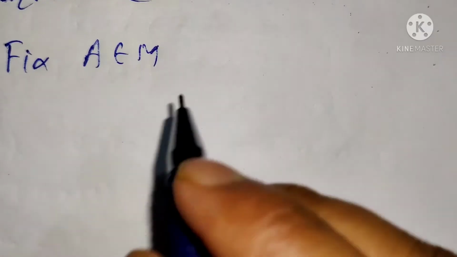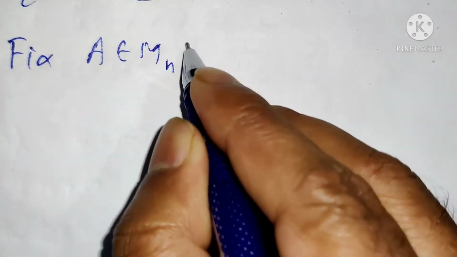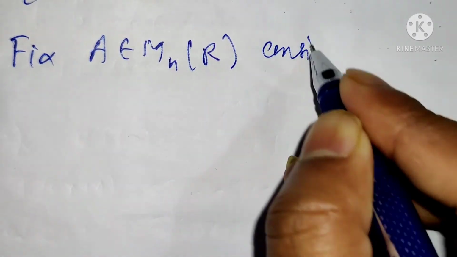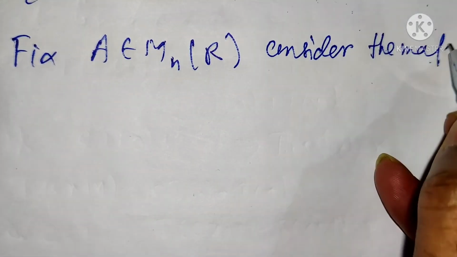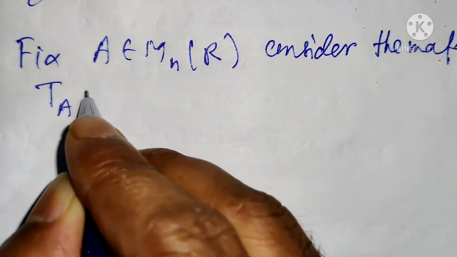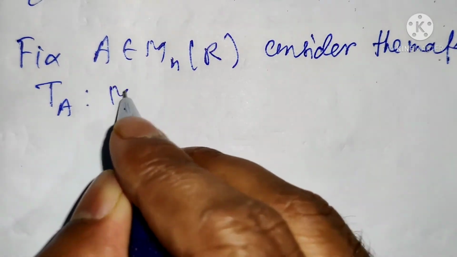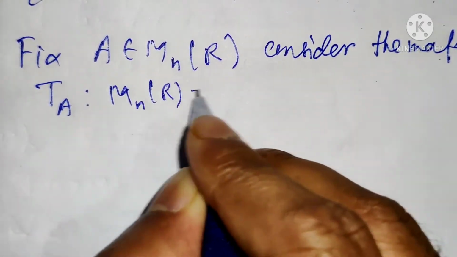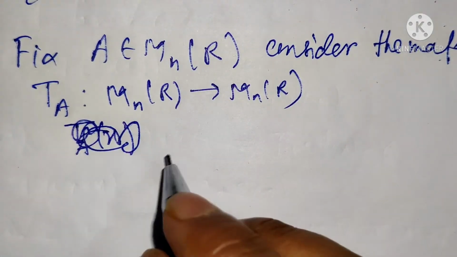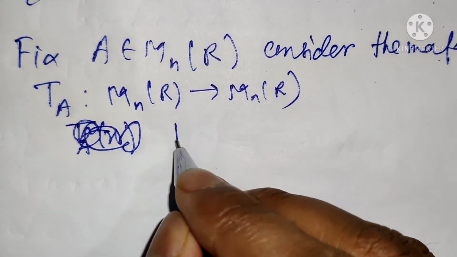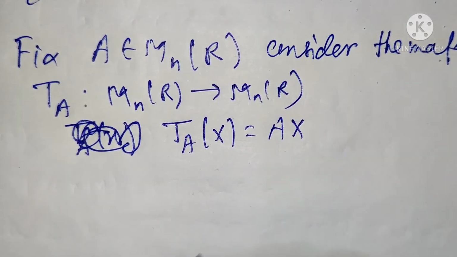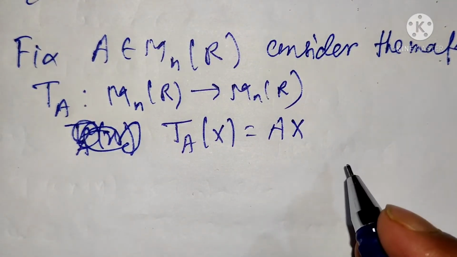Next problem. Fix A belongs to M n×n R. Consider the map T_A, which maps M n×n R to M n×n R, defined by T_A(x) = Ax. Is it a linear transformation?